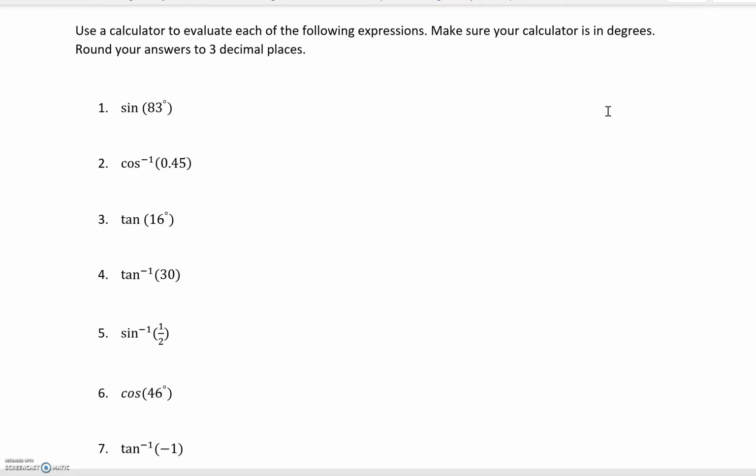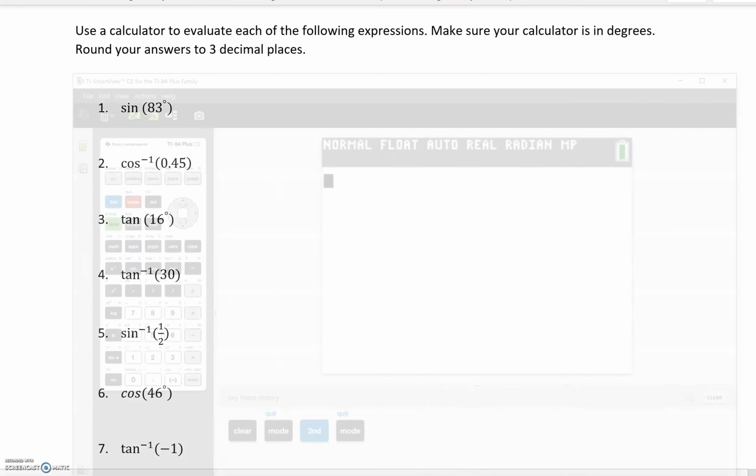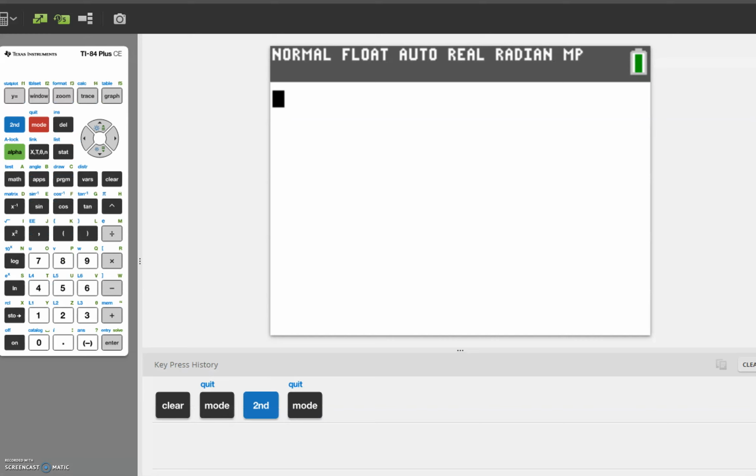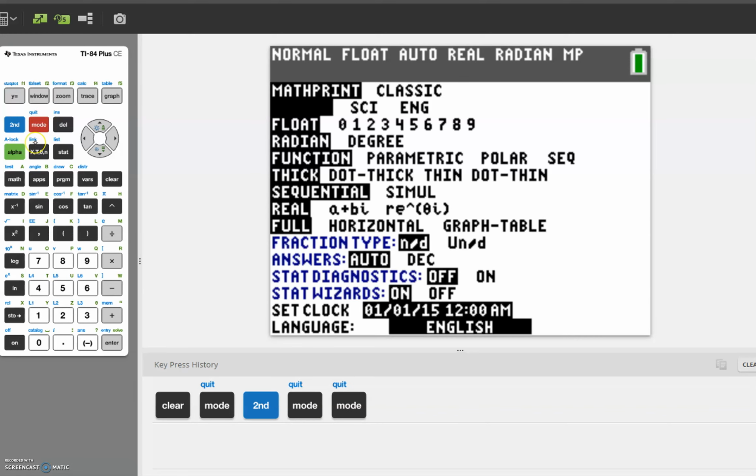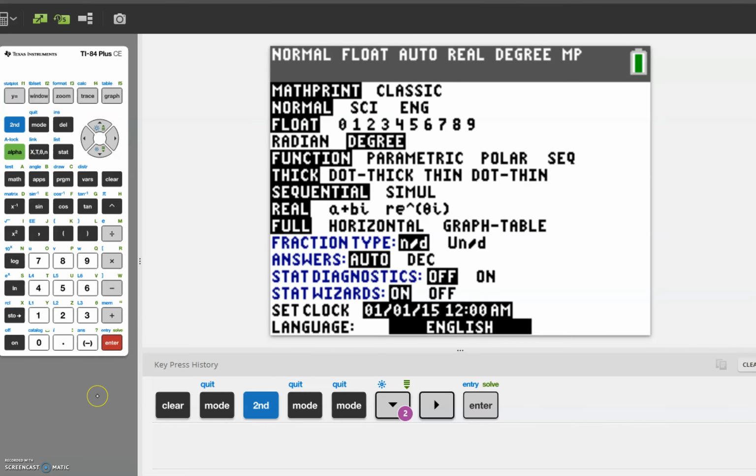You can go ahead and use your calculator for these problems, and I'm going to show you how to do that with my TI-84 calculator. So for number 1, I have to type in sine of 83 degrees. It says here to make sure that your calculator is in degree mode. So I'm going to do that first. I'm going to hit the mode button. You see where it says radian and degree? I need to change that from radian to degrees.